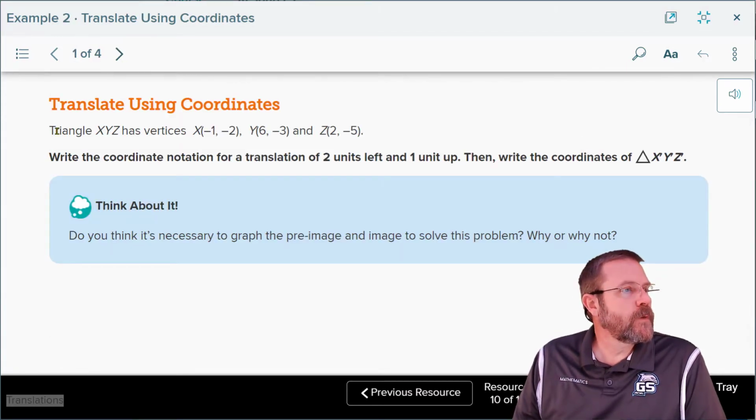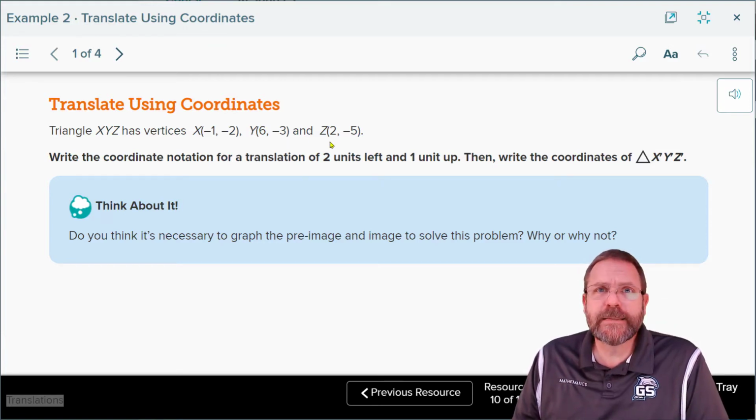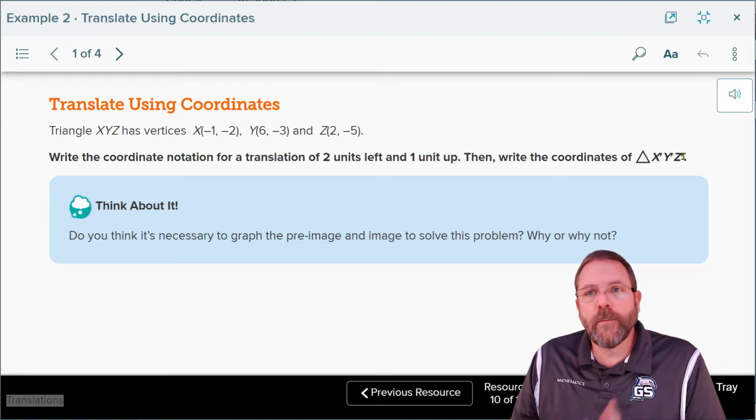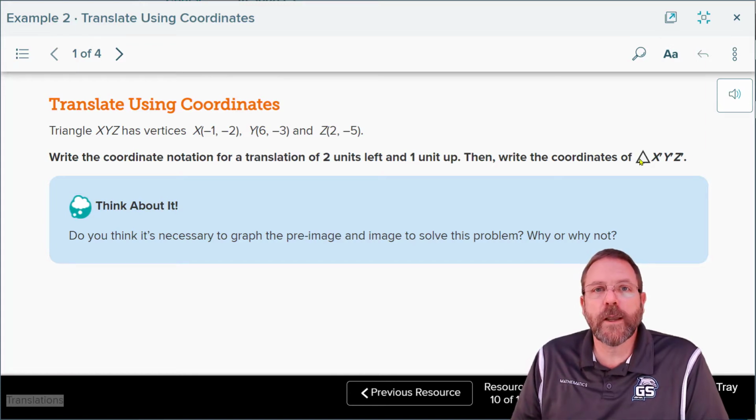Example 2 says triangle XYZ has vertices of X at point (-1, -2), Y at point (6, -3), and Z at point (2, -5). Write the coordinate notation of a translation of 2 units to the left and 1 unit up, and then write the coordinates of triangle X prime, Y prime, Z prime. Probably hard to see on some of your devices, but after each one of these letters there's a little tick mark, the prime mark, to indicate that this is the new triangle.